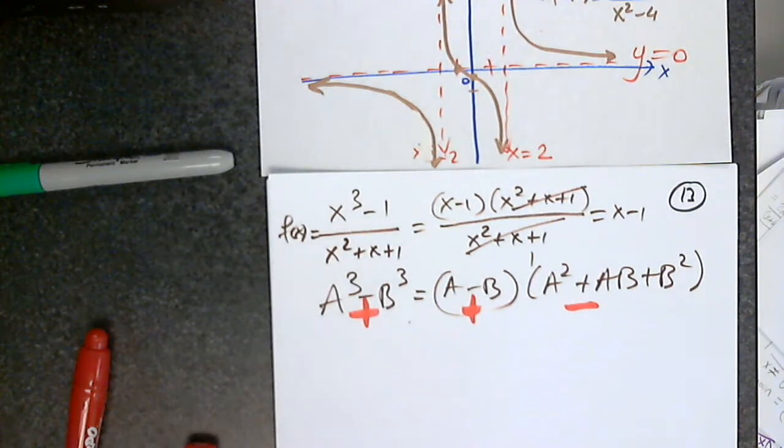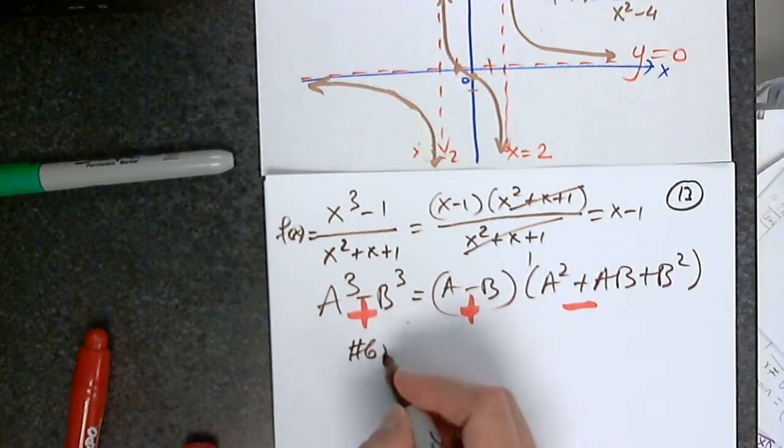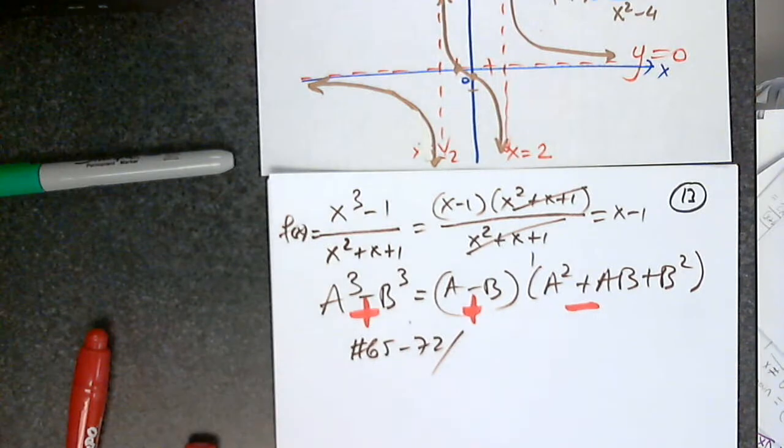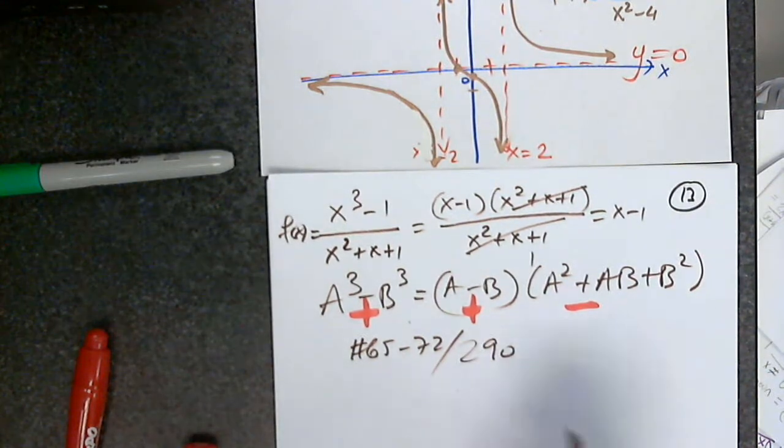So we have to find a function. I was just explaining how it works with the degrees. Sorry about that. So we have to look at page 290, and all the functions with slant asymptotes are between 65 and 72. 65 to 72 on page 290, please choose.